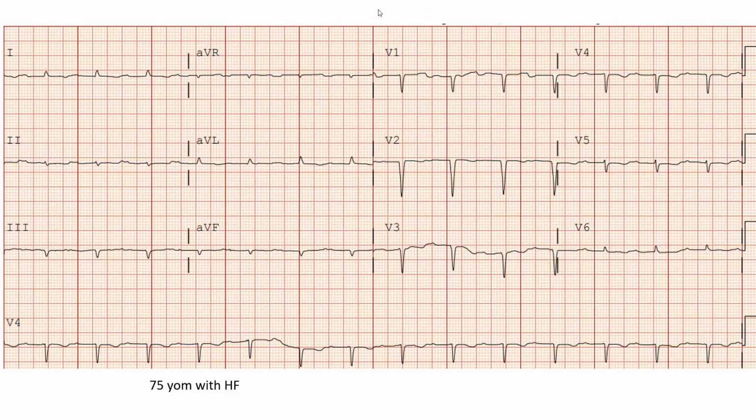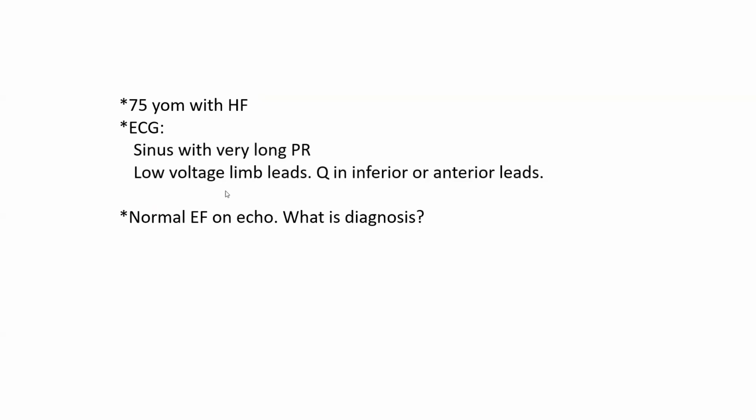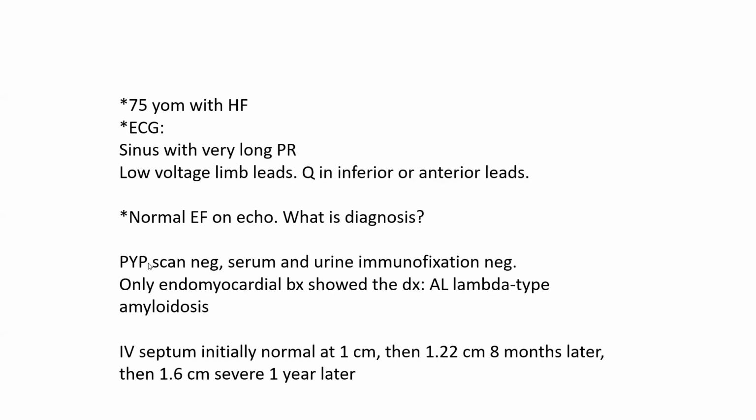It's very important because, for example, this patient I showed here, I suspected amyloidosis when the echo came back showing normal EF. So I did PYP scan, and the serum and urine immunofixation, those were negative. But we insisted on the diagnosis, and eventually we did endomyocardial biopsy, and that was the only way we established the diagnosis in this patient. He had AL lambda type amyloidosis.